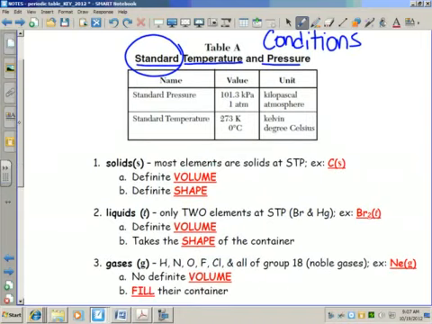compared. Standard pressure is, they give you the units kilopascals and ATM, the two different units, atmospheric pressures. We'll talk more about these later when we deal with gases. The only time we're concerned really with pressure is when we're dealing with the chemistry of gases. And then standard temperature is 273 Kelvin or 0 degrees Celsius. They are the same thing. They're equivalents. We'll convert back and forth between them later.